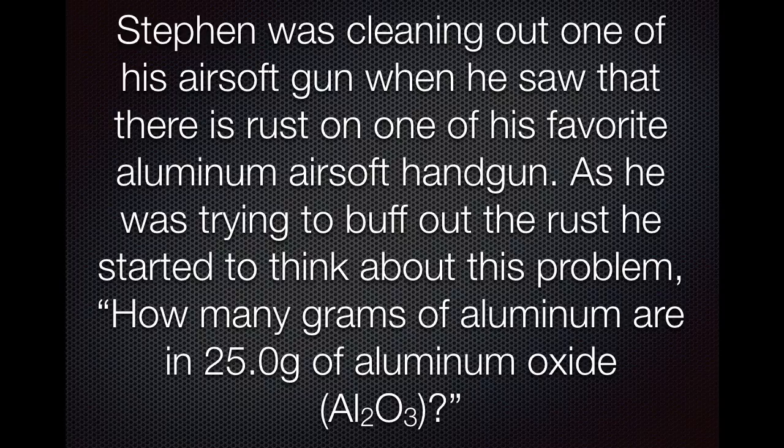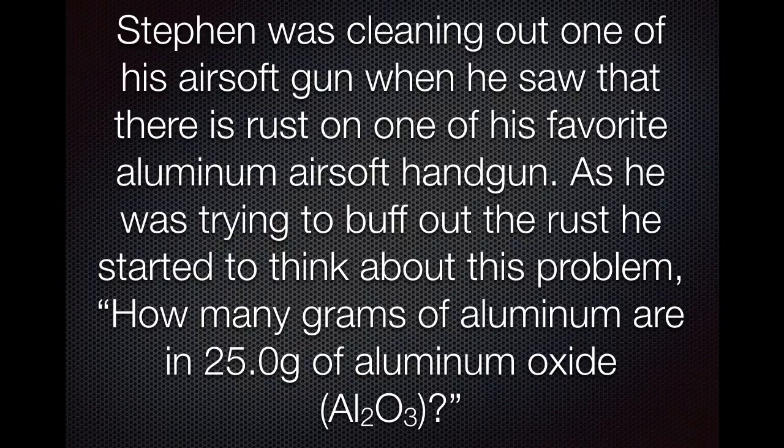The first thing that you need to do is find the percent composition of aluminum. Why just aluminum? Well, the question is asking how many grams of aluminum are in 25.0 grams of aluminum oxide. So you can go and find the percent composition of both aluminum and oxygen, but you don't necessarily have to, because all the question is asking for is aluminum.